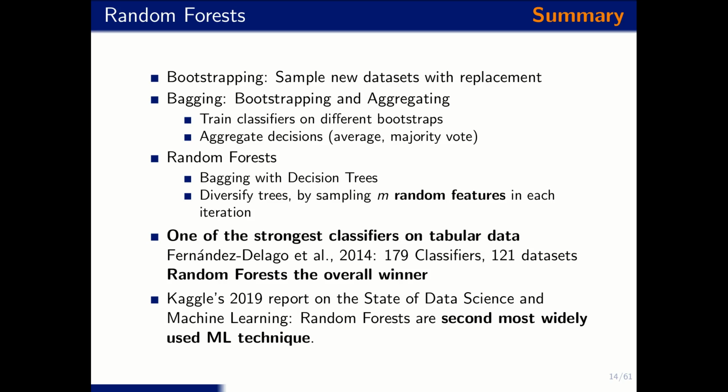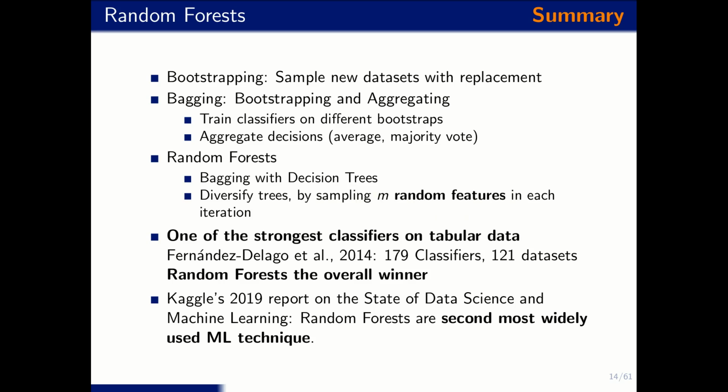And this concludes our section. We discussed bootstrapping, which is a simple technique to do statistical analysis, but also machine learning. We sample many data sets with replacement. That's called bootstrapping. Bagging is a machine learning technique built on bootstrapping: train classifiers on each bootstrap, and then aggregate the classifiers. This is what I just said. And random forest is just bagging with decision trees, where in order to diversify the trees a bit, we only consider m random features in each iteration.